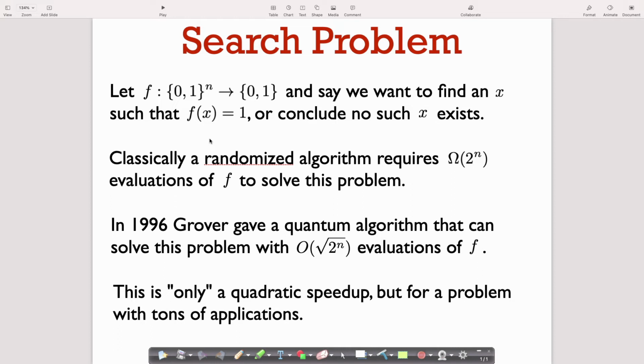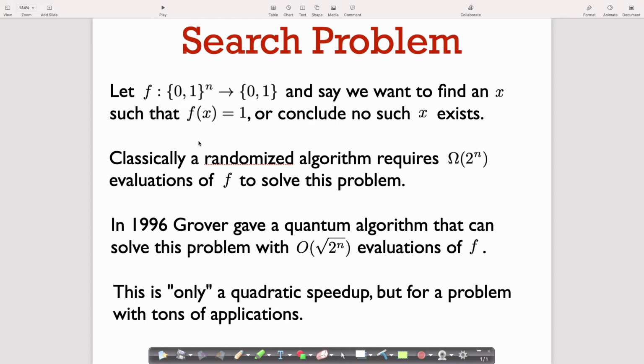And in 1996, Grover came up with his algorithm, a quantum algorithm that can solve this generic search problem in the query setting with just the square root of 2 to the n many queries to f.